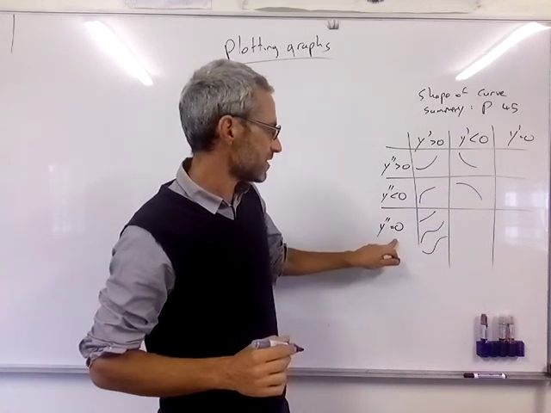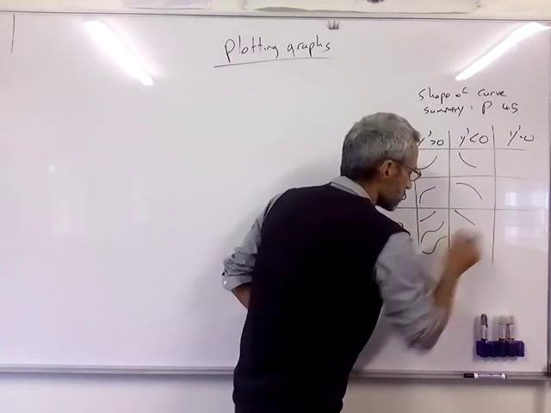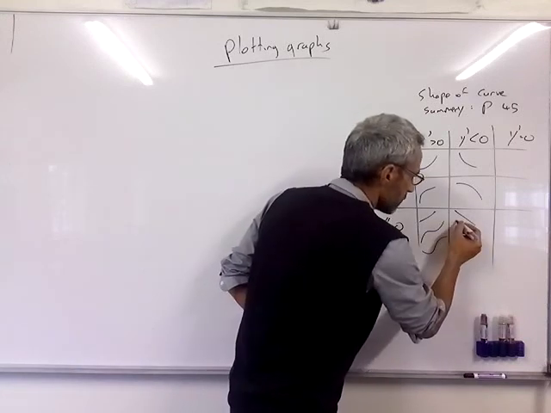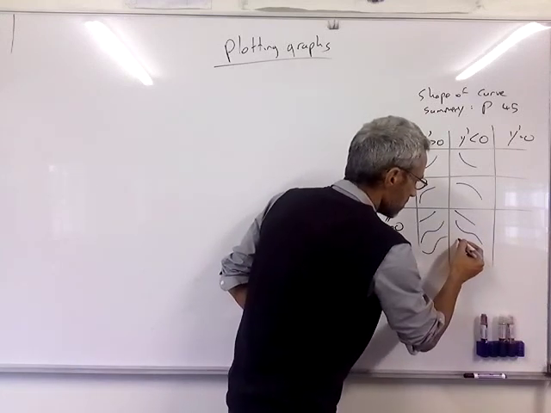If the second derivative is 0, well, it's either going to be a straight line, or it's going to be some kind of point of inflection, like this, or like that.